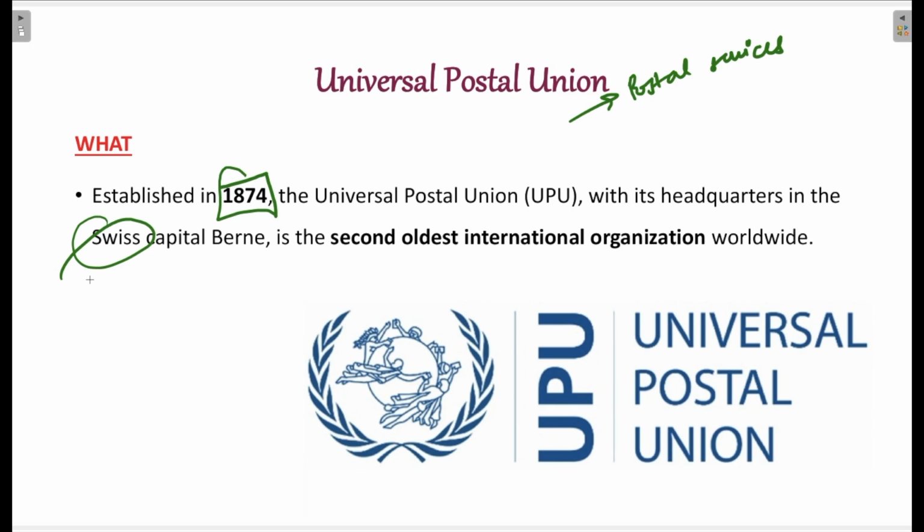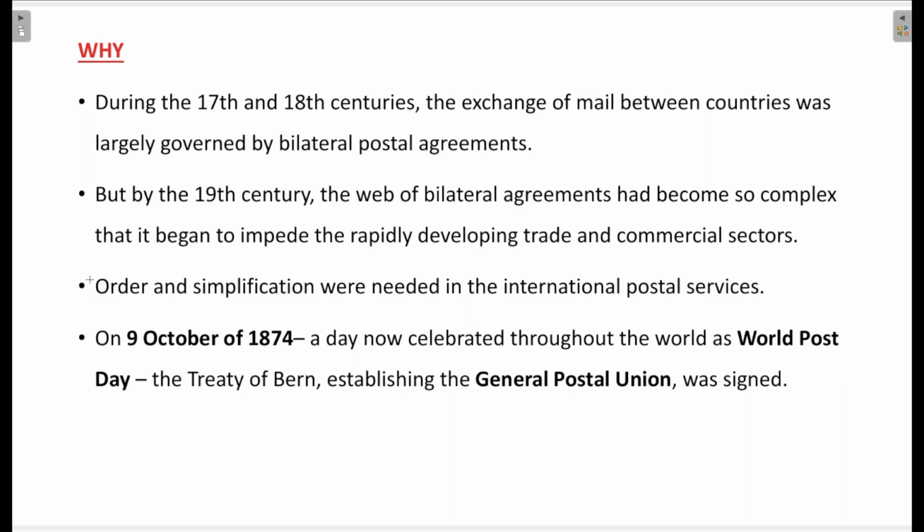So, the Universal Postal Union, as the name suggests, is related to the universal network of providing up-to-date products and services. Now, what is the need for this Universal Postal Union, or why was it established? During the 17th or 18th century, the exchange of mail between the countries was largely organized by bilateral postal agreements.